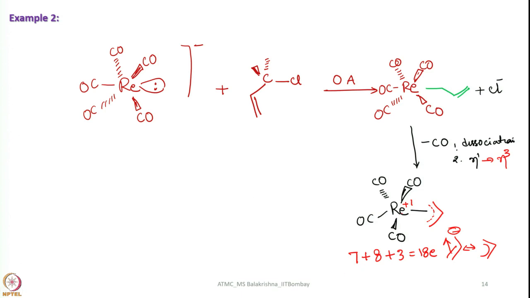In ionic method this is 6, okay, 1 electron is gone, 6, and of course 4 ligands are giving 8. And now this is a 4 electron donor, okay, allyl group, anionic allyl. So it is an 18 electron species. So this is another example. So the anion here, what we are considering is the best donor ligand.